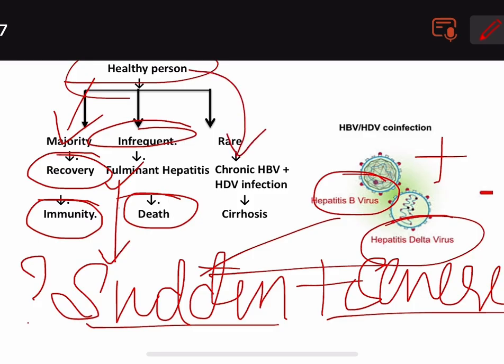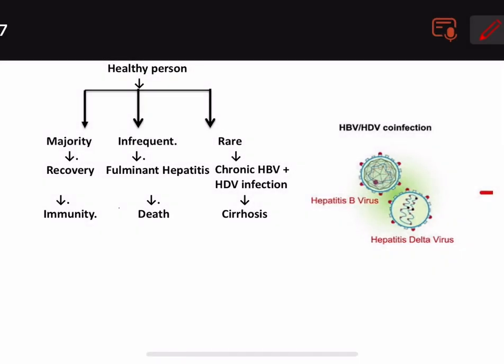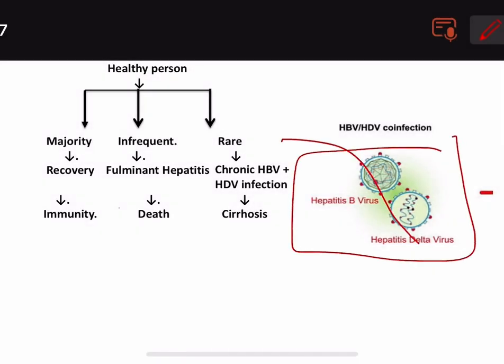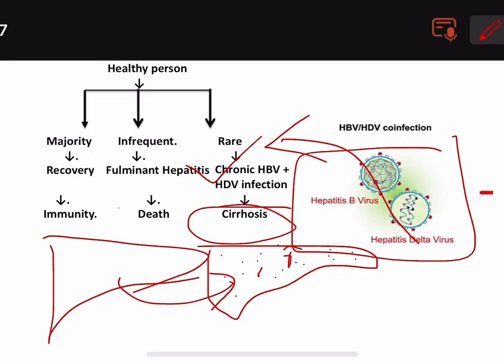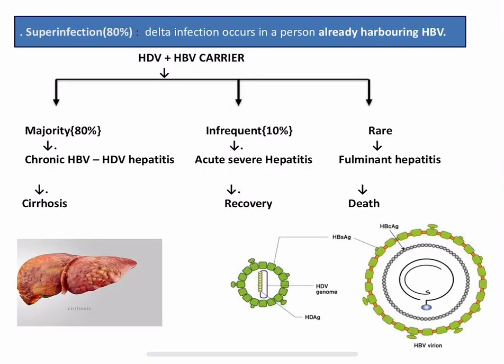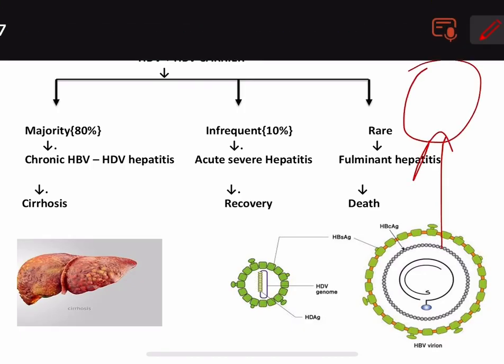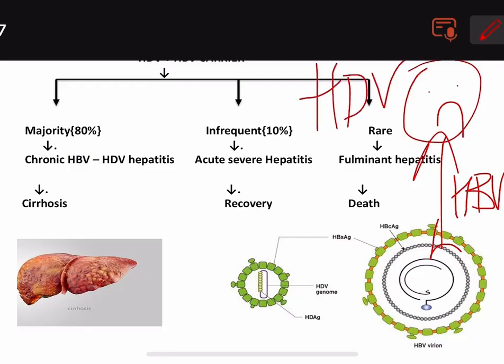Whereas in a healthy person, rarely the chronic HBV and HDV infection results in cirrhosis. Is it clear? So if the HBV and HDV persist for a very long time in the body, it will turn out to be a chronic HBV and HDV causing the cirrhosis of the liver. This is the healthy liver, and now the person has developed the cirrhosis of the liver, but it occurs very rarely. Moving further to the superinfection. Superinfection is seen in 80% of the cases. The delta infection occurs in a person who is already harboring the HBV. So imagine a person is already having the HBV infection. Now the HDV is super added to the HBV.